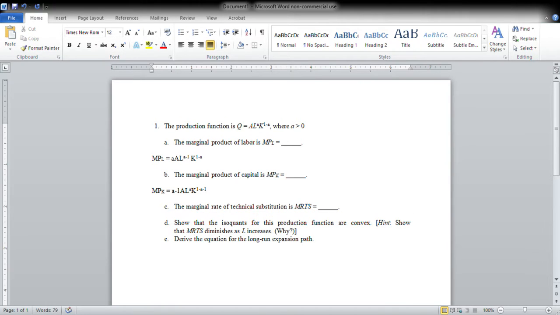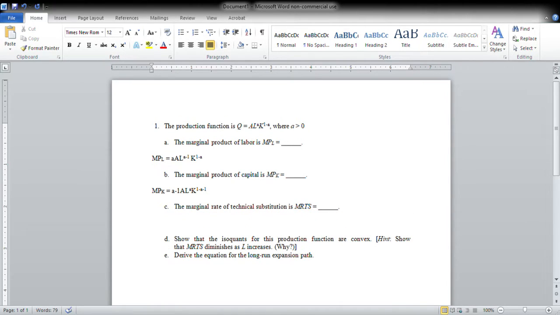So the marginal rate of technical substitution, MRTS. This basically tells us, when we increase or decrease our labor or our capital, what effect does that have on our rate of technical substitution?